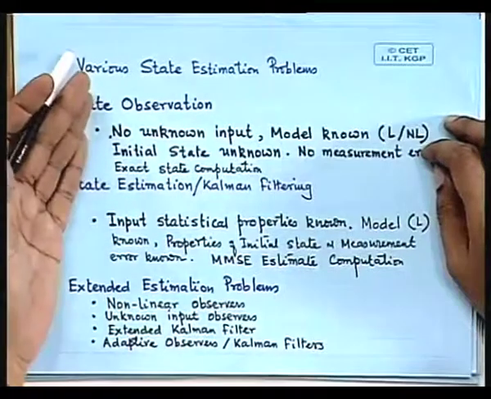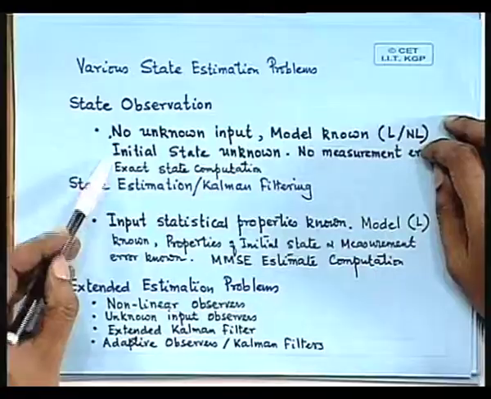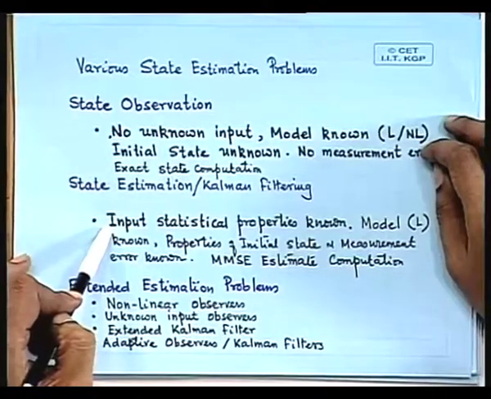Now clearly this situation is not realistic, right. So then we put the next set of problems. We now assume that there is some noise in the measurement, and we also assume that there is some uncertainty in the input, that is, some inputs may be known, but there may be some other inputs which are unknown.